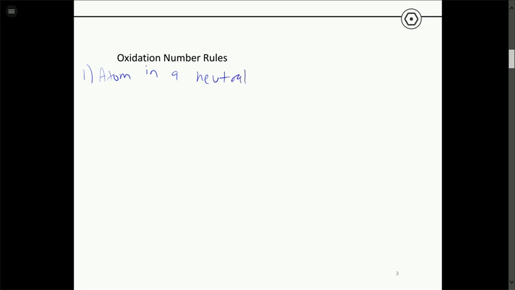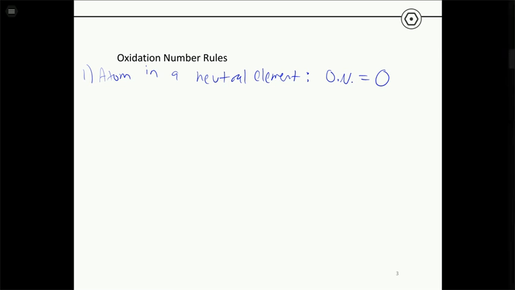So just like we saw for solubility rules, we can start with the obvious ones, and then some other ones that are a little bit trickier. So the first thing is that if you have an atom that's in a neutral element, either an atom by itself or a diatomic like O2 or F2, so it's just an element by itself, the oxidation number is 0. So we'll use ON to abbreviate oxidation number. And anytime you see an element by itself, it's going to have an oxidation number of 0.